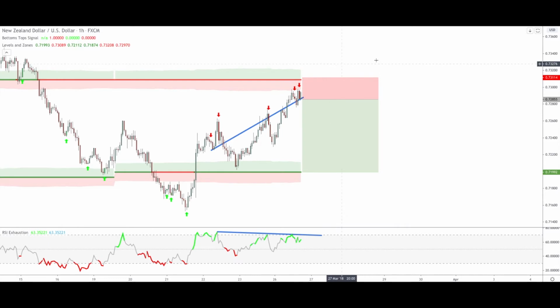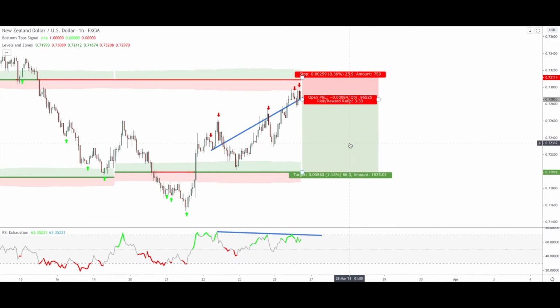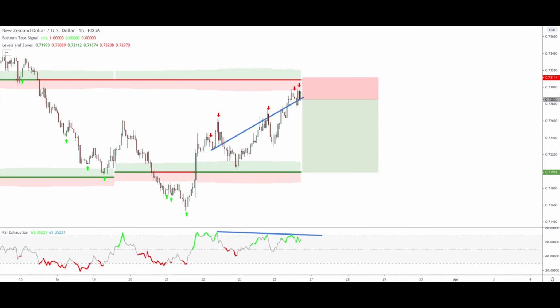So this is the setup. I guess it works. Yes, we have a 3.3x return, which is excellent. And so we just need to wait for the price to move, and I keep you updated.